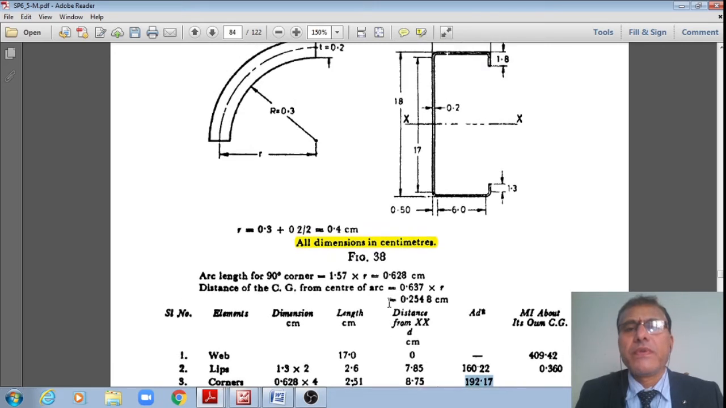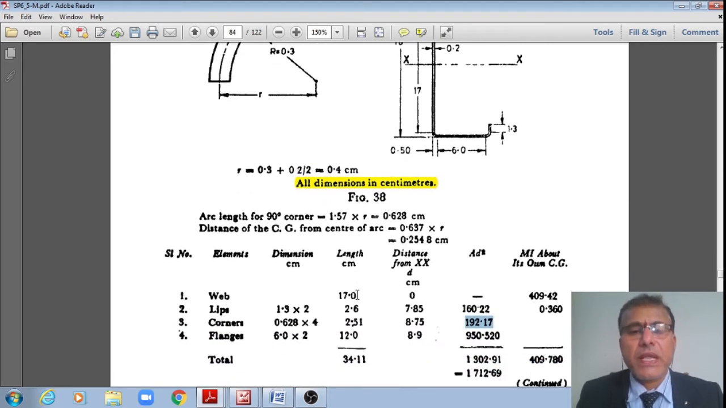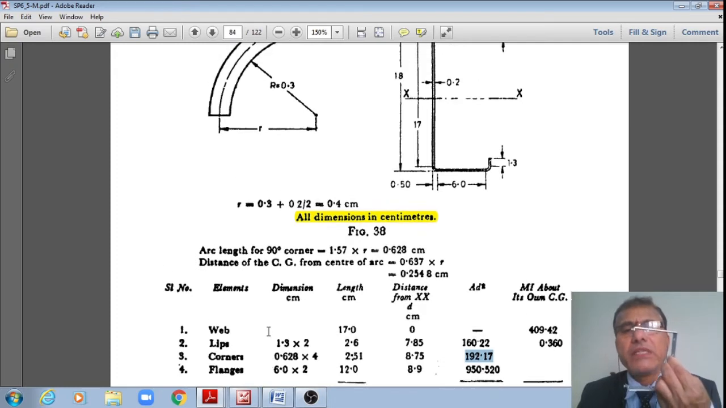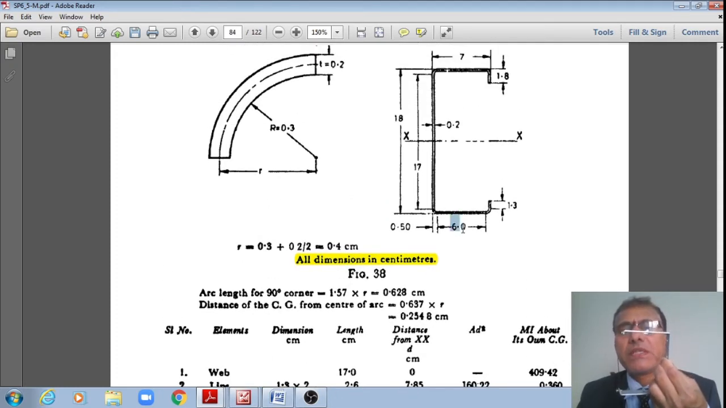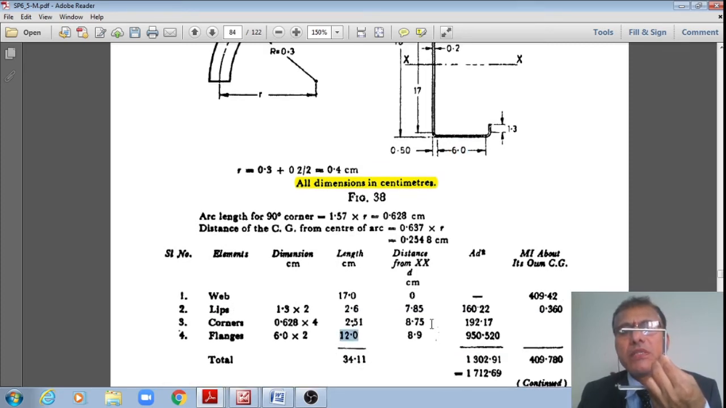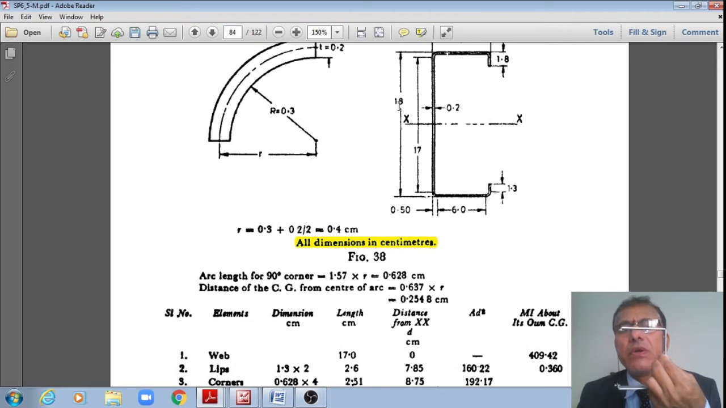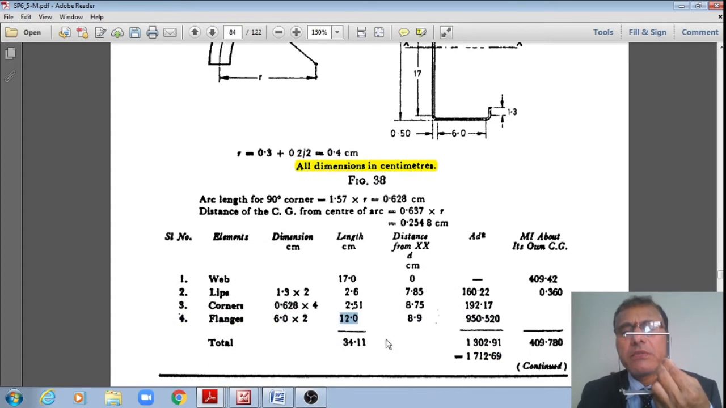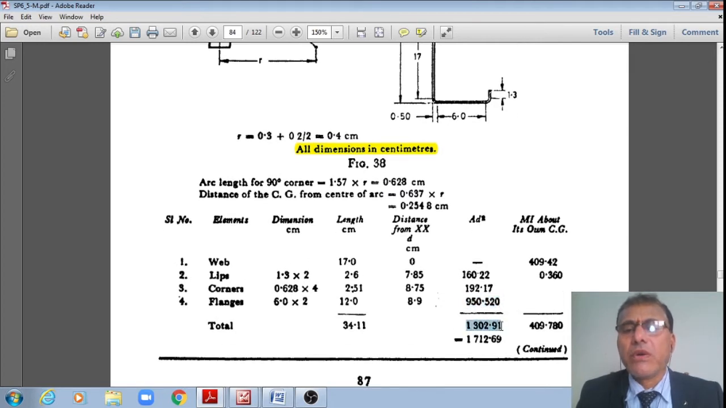However, the moment of inertia is using this parallel axis, that of the flanges, two flanges, 6 multiplied by 1.2, 6 multiplied by 1.2, the total length is equal to 12. The CG from the x-axis is equal to 9 minus 0.1, that is 8.9. Therefore, length multiplied by d square works out to 950.52. Therefore, the summation of these L multiplied by d square is equal to 1302.91, and the moment of inertia about its own central axis is equal to 409.78. Therefore, the summation of these two is equal to 1712.69.